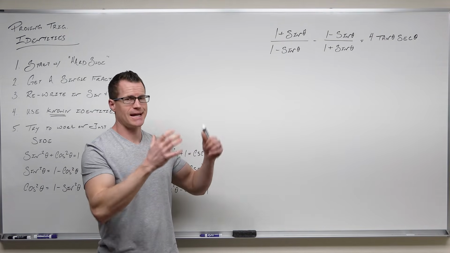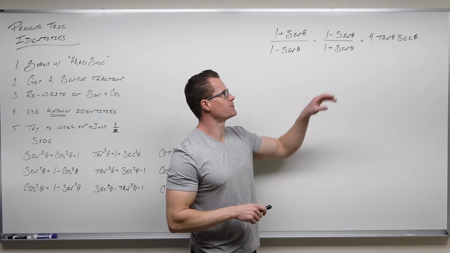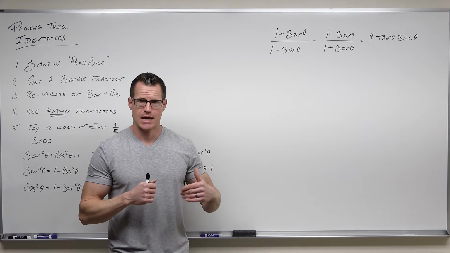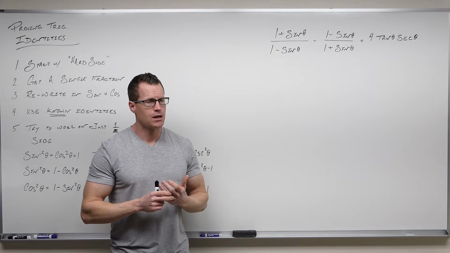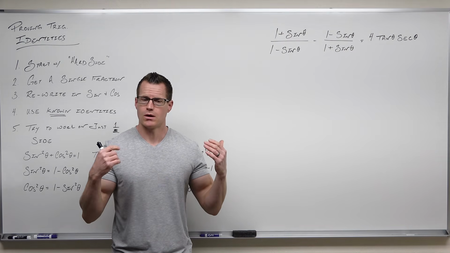So we've got a nasty problem. It's an identity, and it is going to be true. So we're going to show that this equals 4 tangent theta secant theta. Keep that in mind. We're trying to get tangents and secants out of this. We are given everything in terms of sine. We're also given things on 2 fractions.